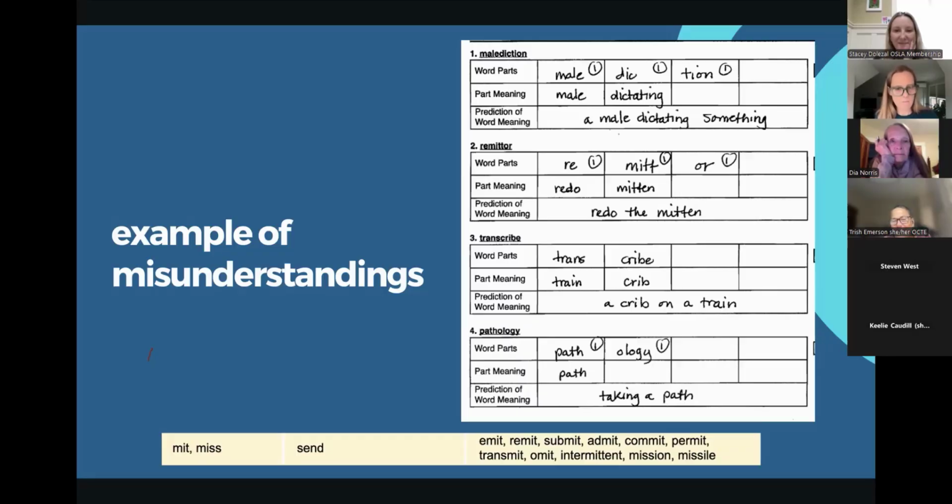You see mal, you think male. But because the student does not know that mal is a prefix meaning bad, they can't extract the meaning of the word, right?